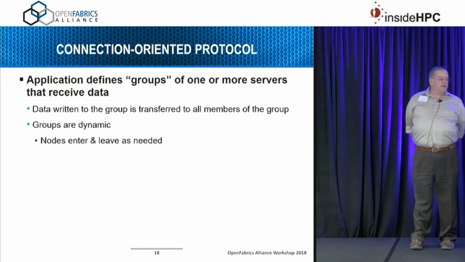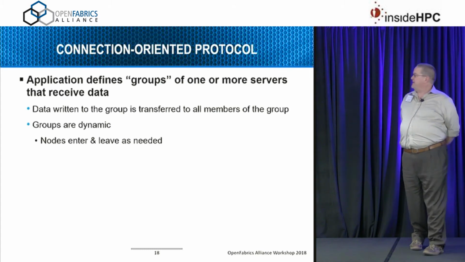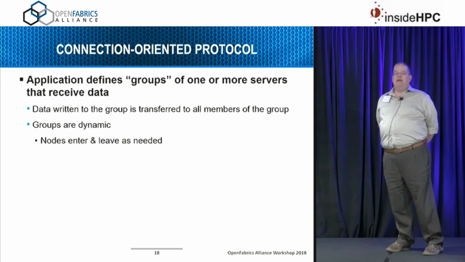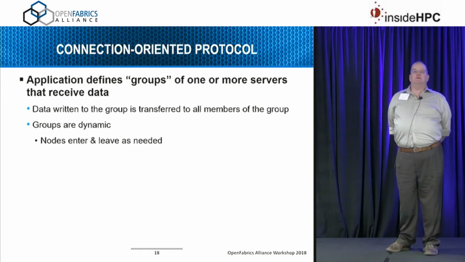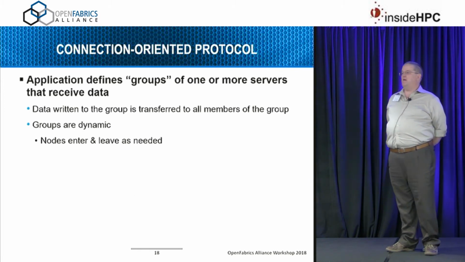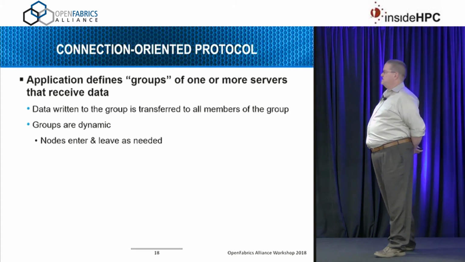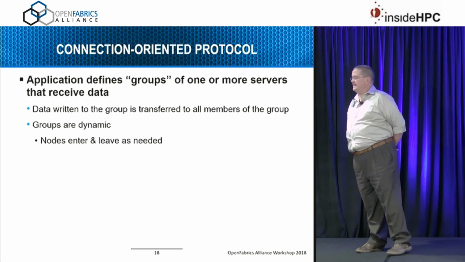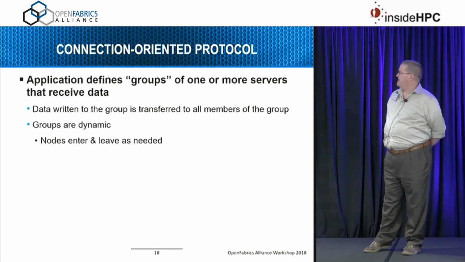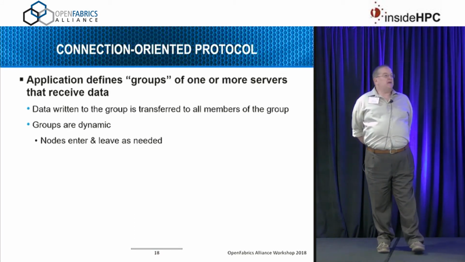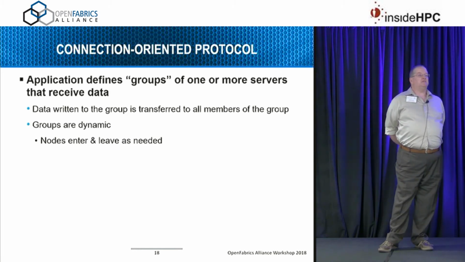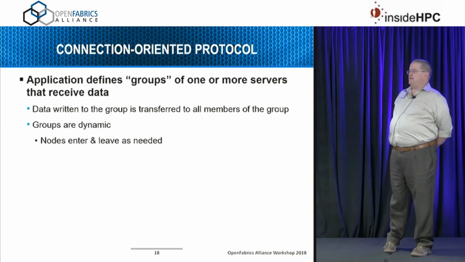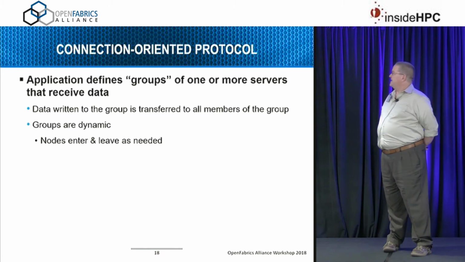So this connection-oriented protocol that I was talking about, basically what we do is we define what we call a group, and then any member of that group receives the transmissions from one of the hosts as a member of that group into any of the other members of that group. And again, it's user space to user space. Groups are dynamic so that systems can come and go as they need. And it's all basically defined by the application that's running.